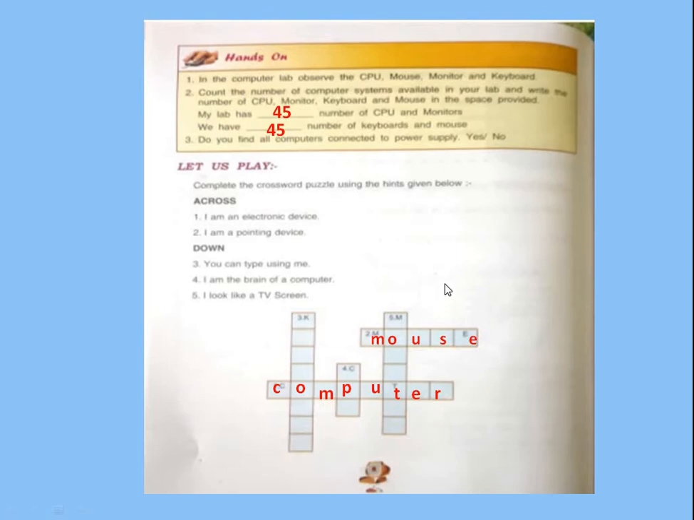In down, you can type using me. Which device is used for typing? Keyboard. Keyboard is used for typing. Next, I am the brain of a computer. Who is the brain of a computer? CPU. CPU is the brain of the computer. Next and last, I look like a TV screen. Who looks like a TV screen? Monitor. Monitor looks like a TV screen.